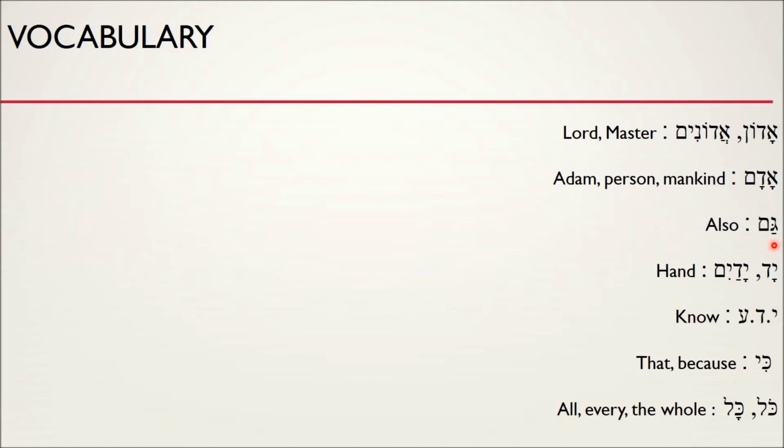Next word is Gam, which means also. We have Yad and Yadaim, which is hand. Next word is Yada, which is the verb to know. Ki, that or because. Kol, and this is pronounced kol also. It's just spelled with different vowel marks, but they're both pronounced kol. That is all, every, or the whole.